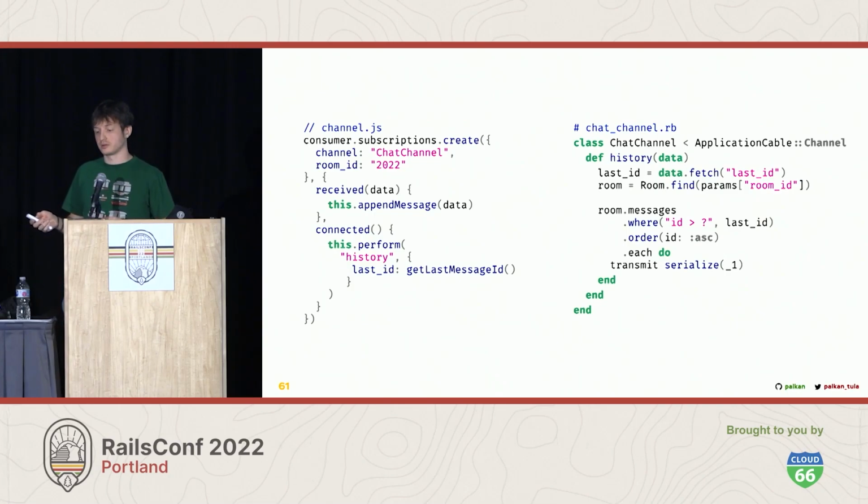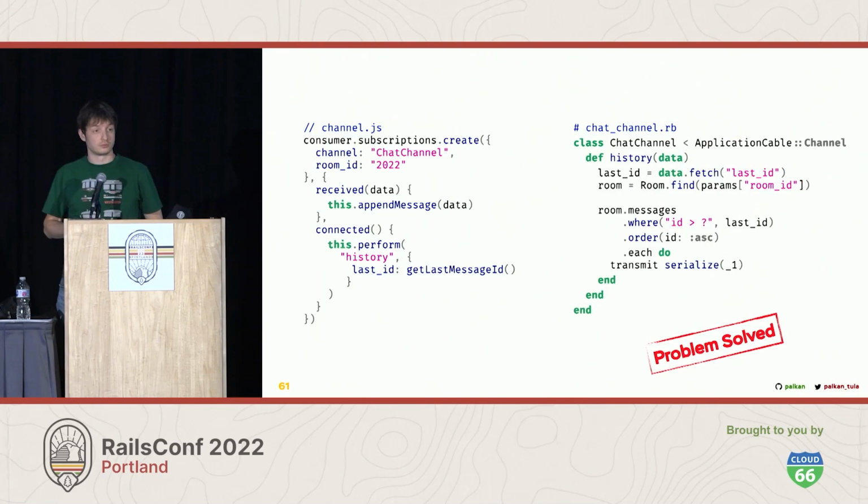We have a connected callback. We just perform history, and a history action does whatever it needs to retrieve the missing messages. So that's up to you. That's your responsibility to implement this logic. Problem solved, or is it?